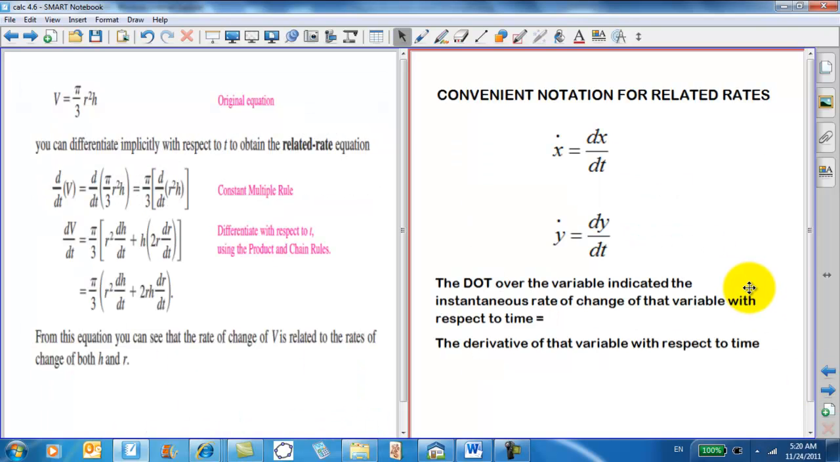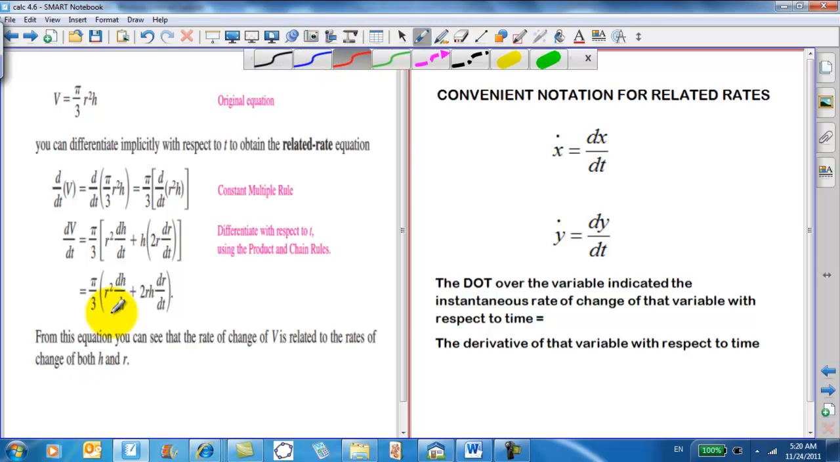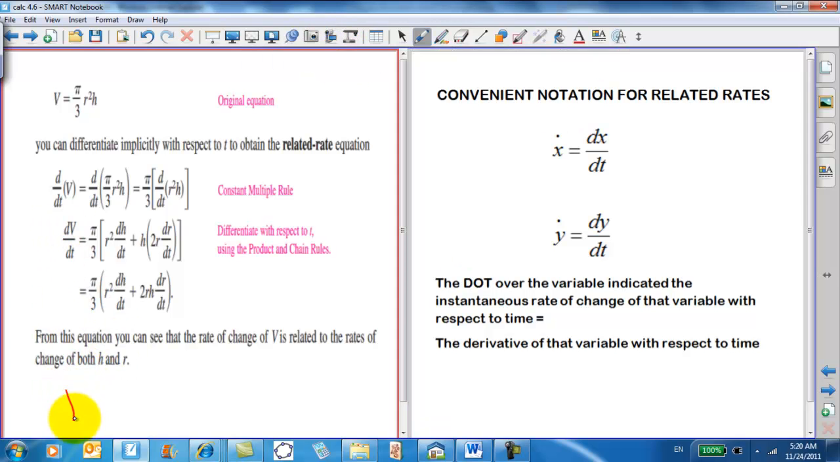Now just a quick word about some convenient notation. I've found over the years that x dot is a lot easier to write and say than dx over dt. Same thing with y dot. So for the problem I just did, we could state the final equation this way: dV dt is V dot equals pi over 3 times r squared h dot plus 2rh r dot.